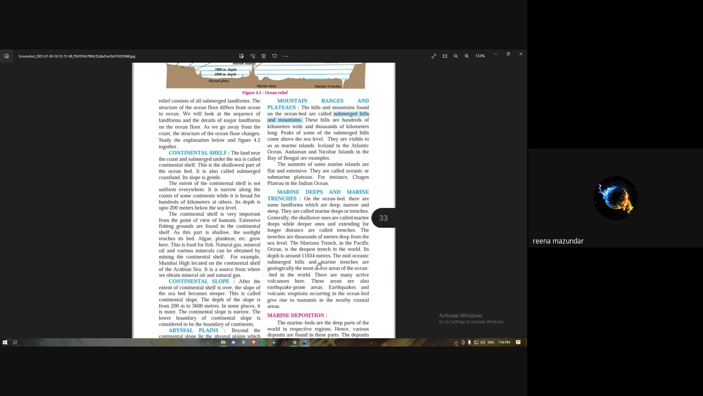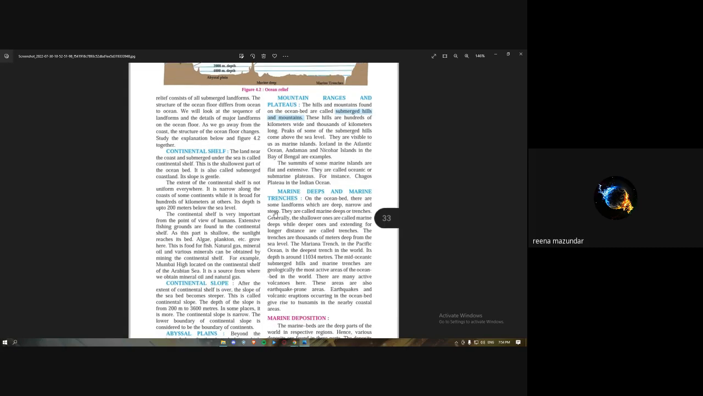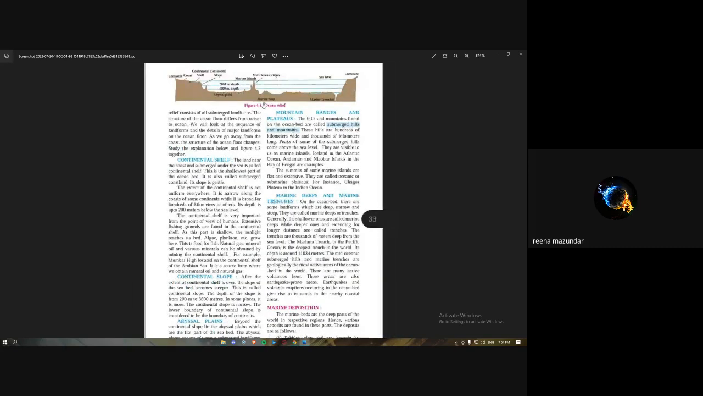There are many active volcanoes here. These areas are earthquake areas also. Earthquakes and volcanic eruptions occurring on the ocean bed give rise to tsunamis in nearby coastal areas. So in this deepest part of the ocean, there can be volcanoes, there can be earthquakes. And all these mountains and landforms which you see may be formed due to volcanic eruption.